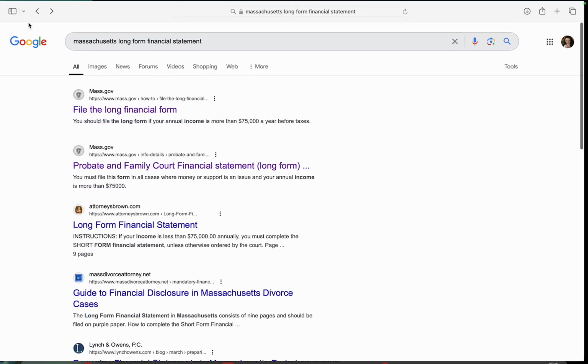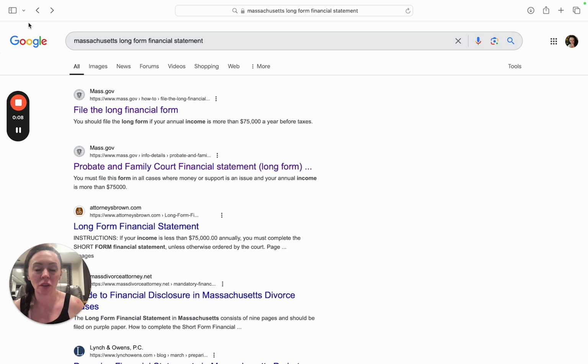Today, we are going to attack the Massachusetts long form financial statement. If you have a family court or divorce case in Massachusetts and you make $75,000 or more, you have to fill out the long form financial statement for your case. So I'm going to walk you through the nuts and bolts of it, best practices, how to do it. And we're just going to take it step by step.